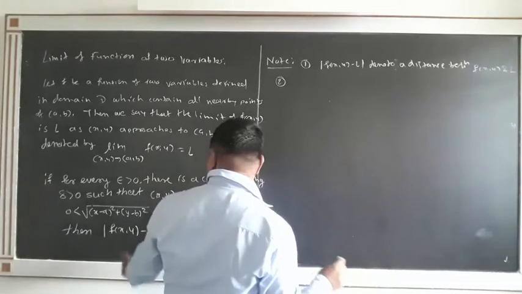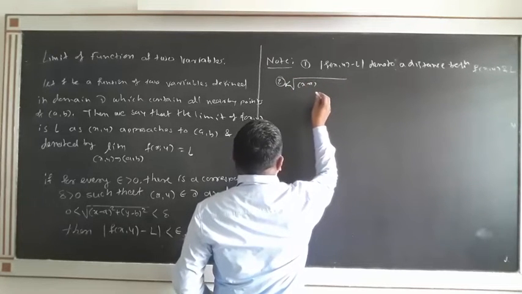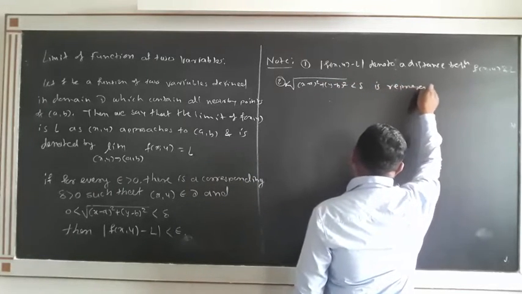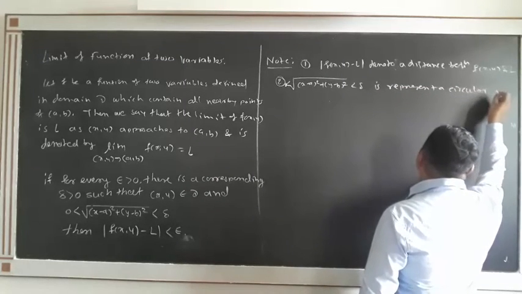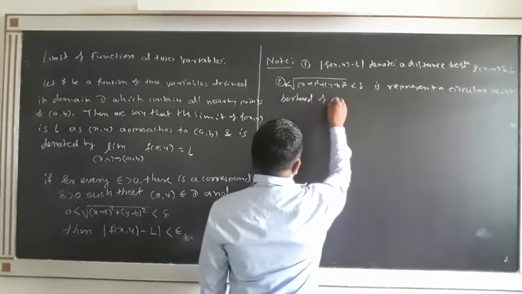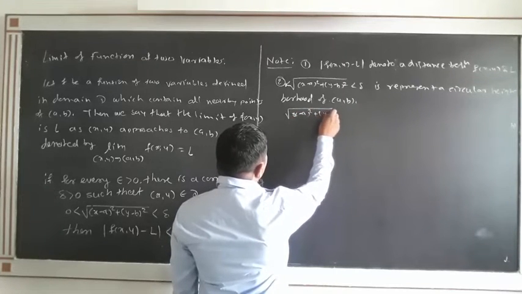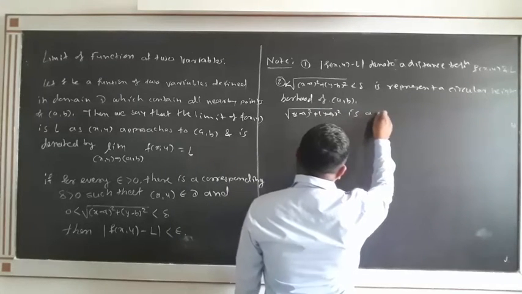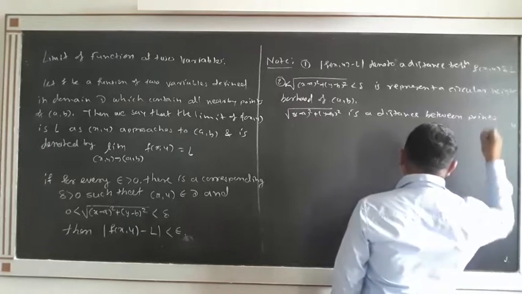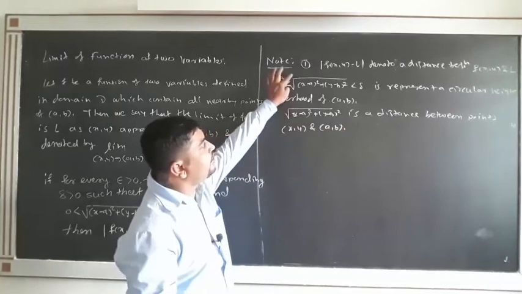Second, what can we say? Again, 0 less than (x minus a) squared plus (y minus b) squared less than delta represents a circular neighborhood of (a, b). And the square root of (x minus a) squared plus (y minus b) squared is the distance between the points (x, y) and (a, b). So this is the distance.